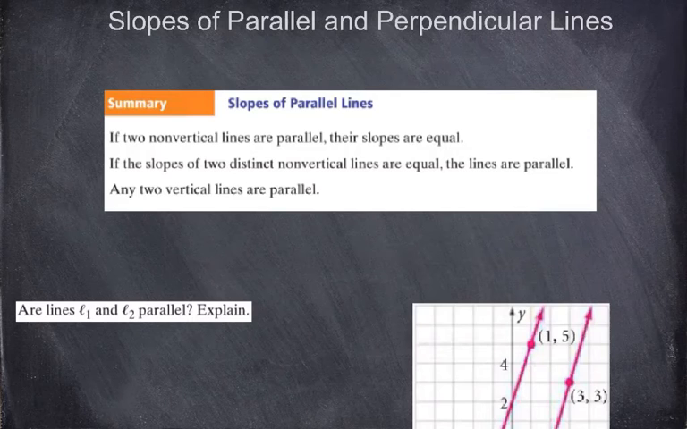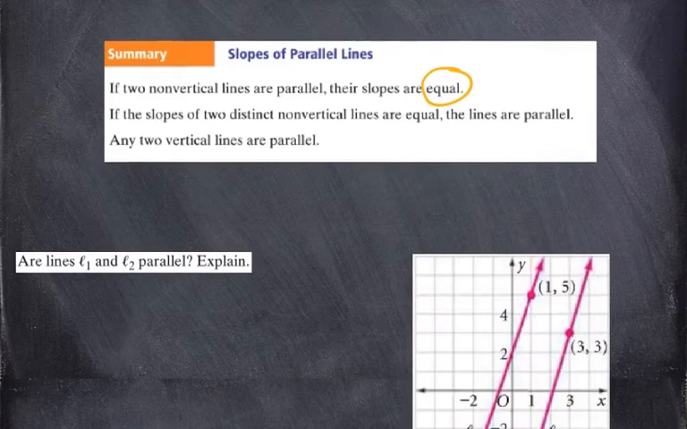Hello, geometry. This lesson is entitled Slopes of Parallel and Perpendicular Lines. Well, I'm sure you were taught in Algebra 1, the slopes of parallel lines, the big thing is that they are equal. Okay, slopes of parallel lines are equal. So if you know that the slopes are equal, like the second sentence says, then you know that the lines are parallel. And of course, any two vertical lines, since they're both vertical, are going to be parallel.